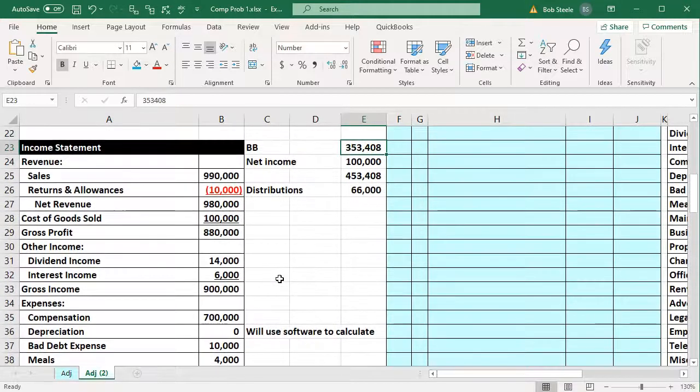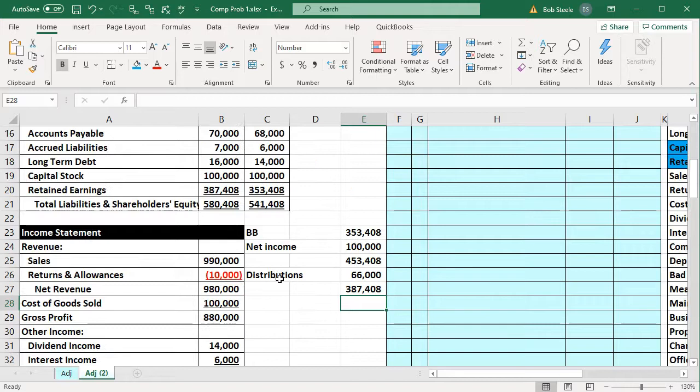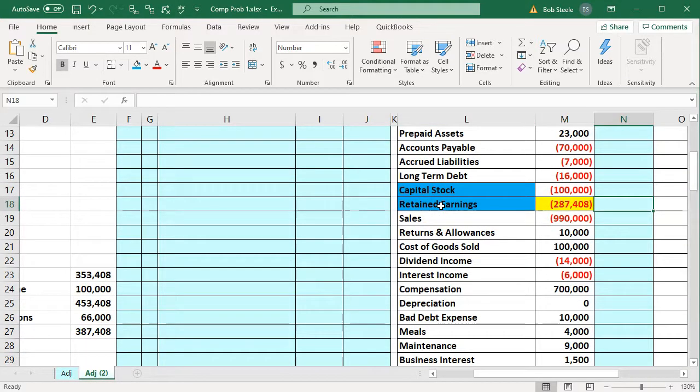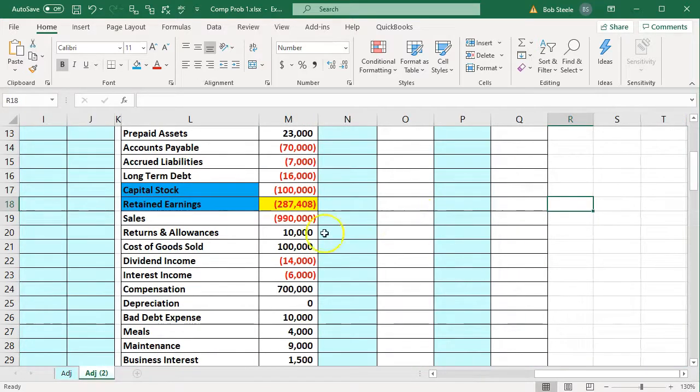Similar to a dividend if it was a C Corp, or a draw if it was a sole proprietorship or partnership. And that gives us the 387,408, and that's our ending balance. There's the 387,408. And then you might say, hey, that's not the amount that I see over here that you inputted into the trial balance. You input 287,408, not 387,408. Why? Because this is the beginning balance, and all this other stuff down here is part of equity.